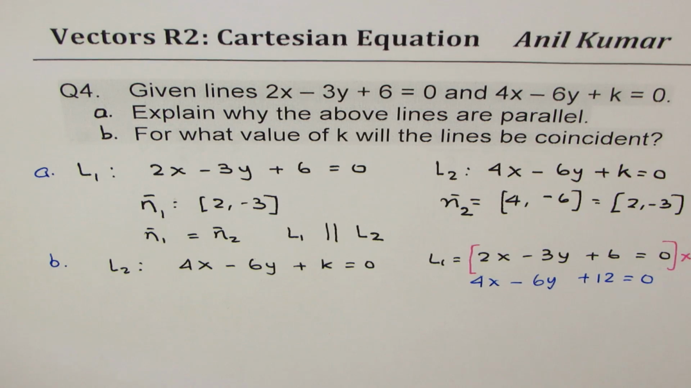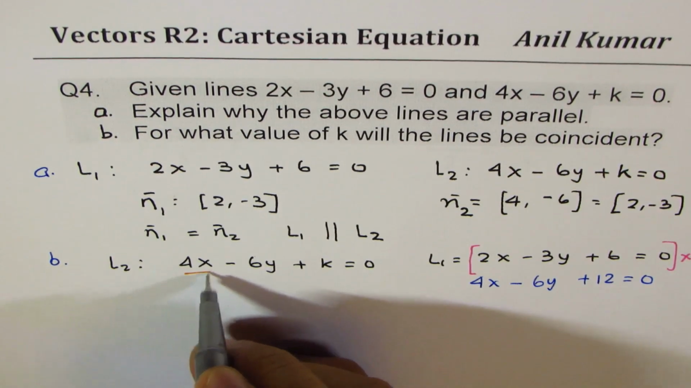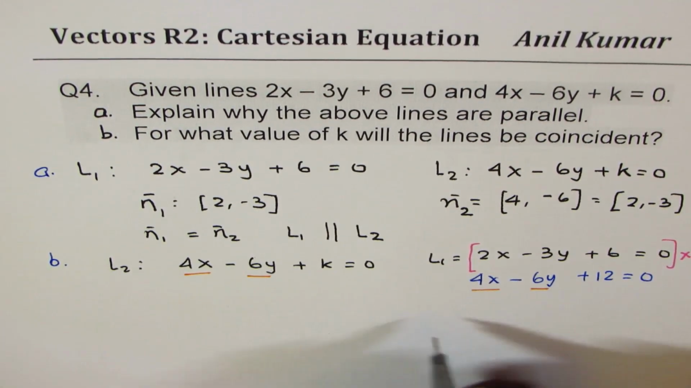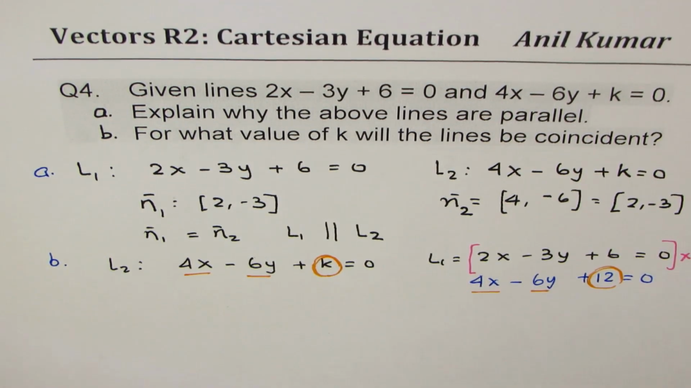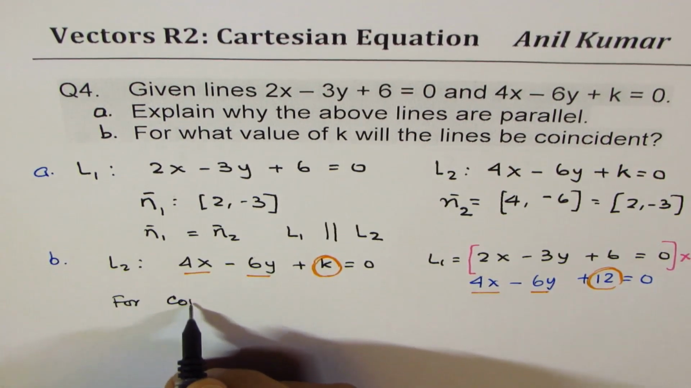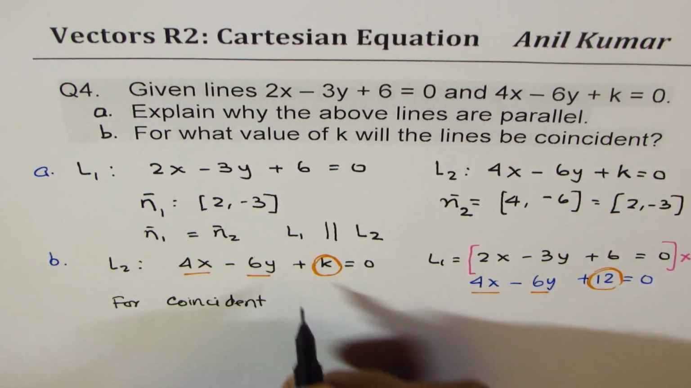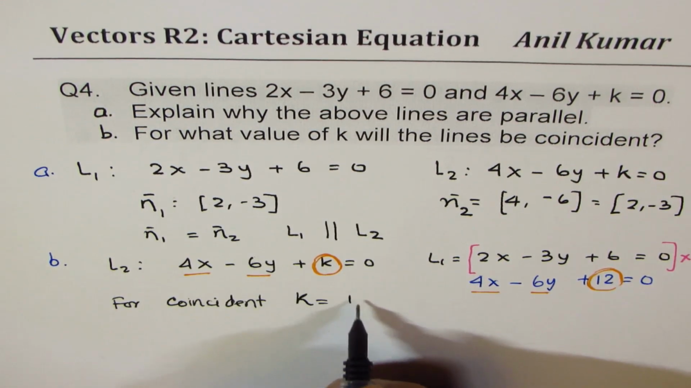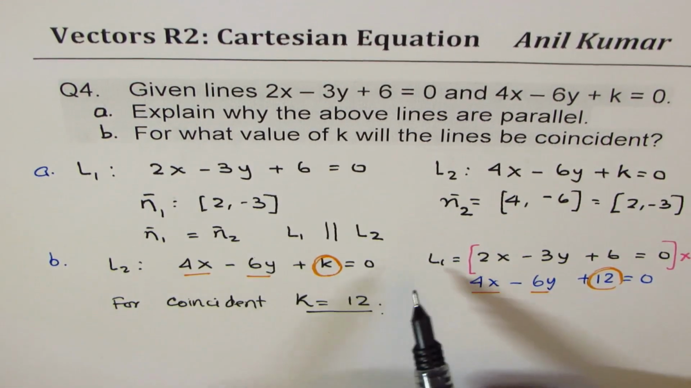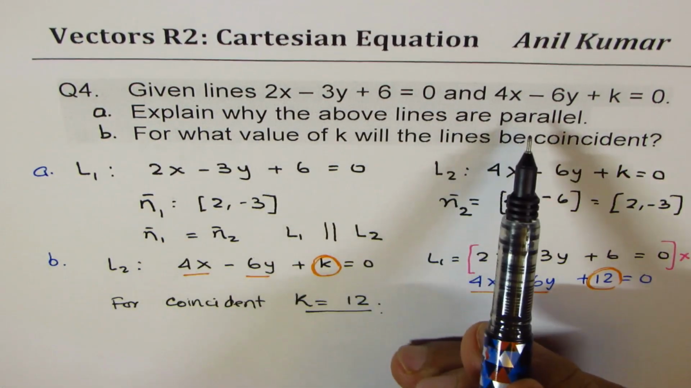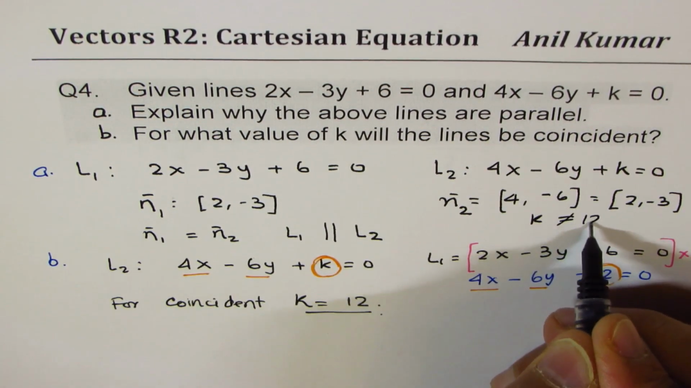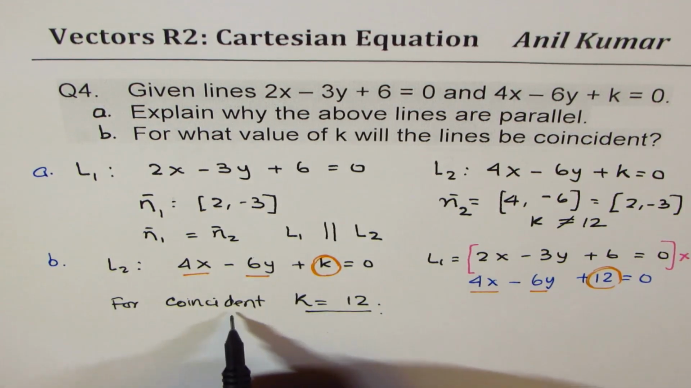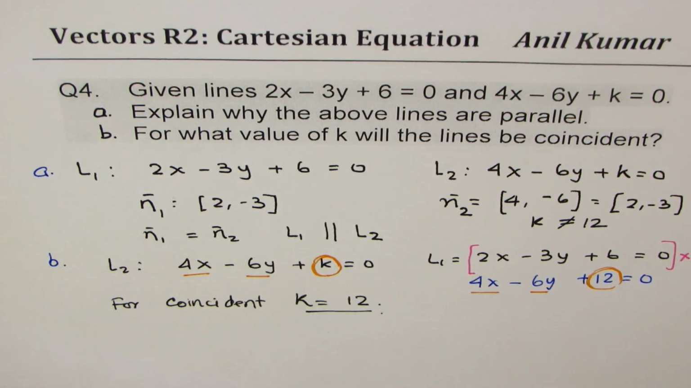Now if you compare, what do you notice? Well, we have 4x is the same, minus 6y is the same. So what should be k? k should be equal to 12, right? So for coincident lines, so these are overlapping, right? k should be equal to 12. Do you see that? So strictly speaking, we should say the above lines are parallel where k is not equal to 12. If k is equal to 12, then they are coincident, right? So that is how you could answer the question.